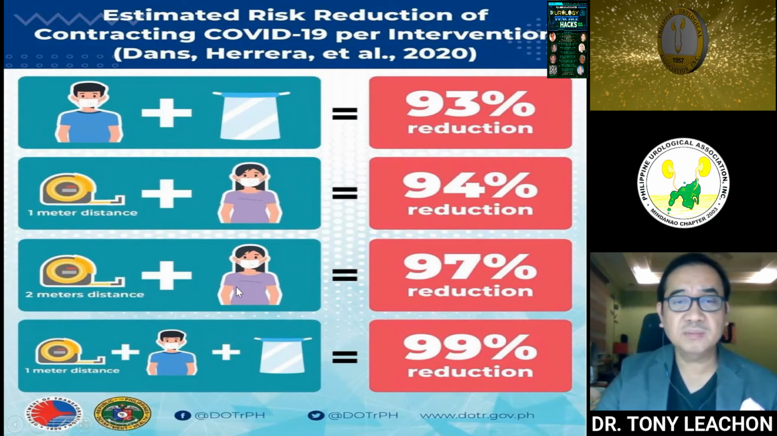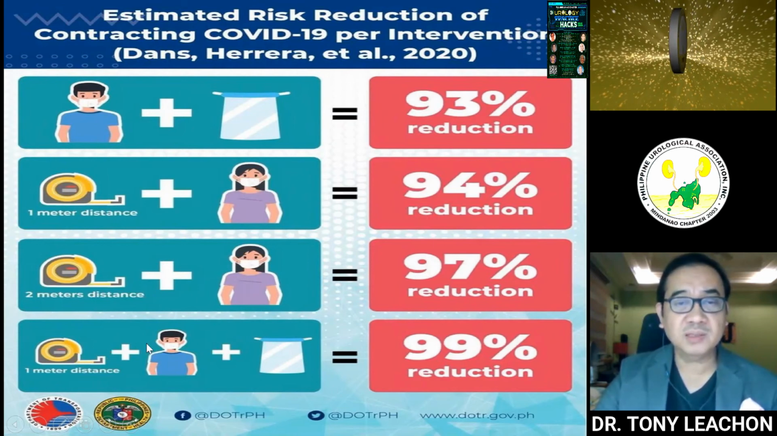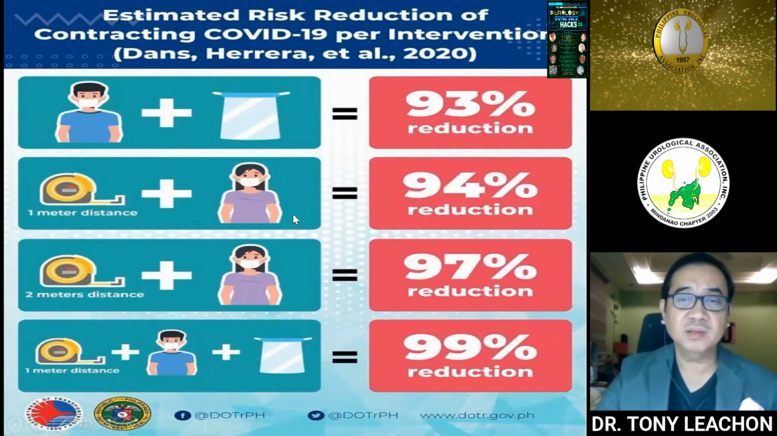2 meters distance plus face mask would result in 97% estimated risk reduction. And 1 meter at least, face mask and face shield will lead to 99% risk reduction of contracting COVID-19. So ladies and gentlemen, this is very important.